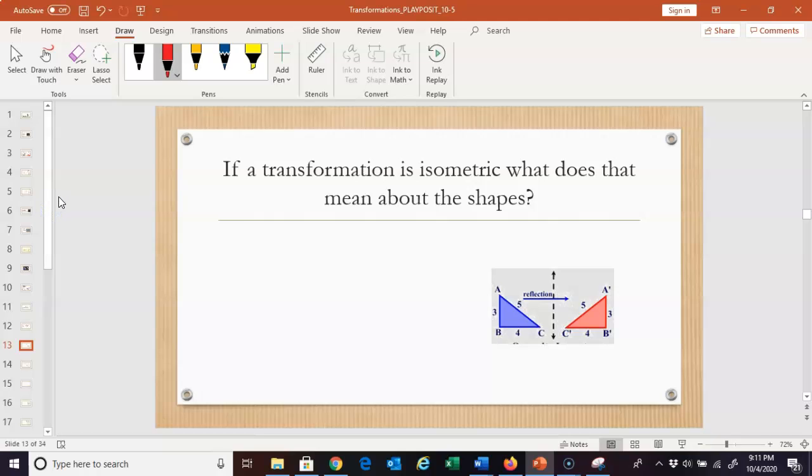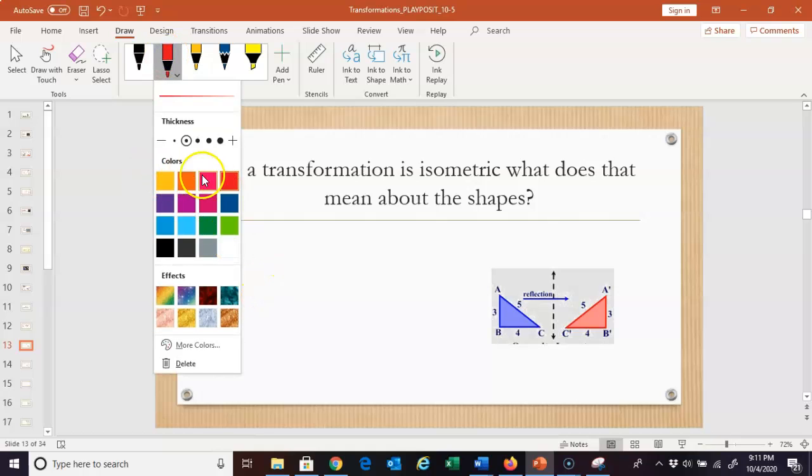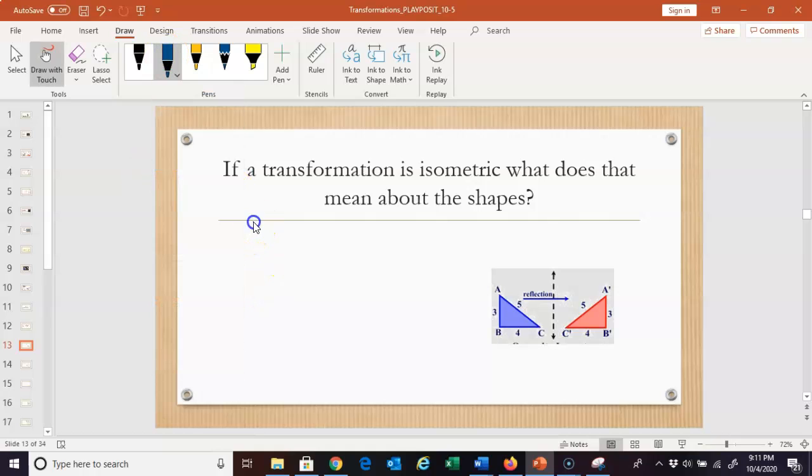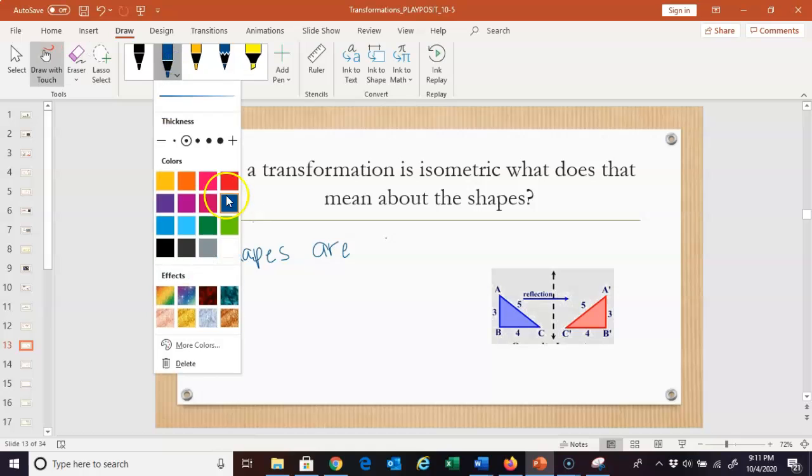So if a transformation is isometric, what does that mean about the shape? It's really powerful and really helpful. It means that the shapes are congruent. If a transformation is isometric, it means that the shapes are similar. No, hold on, let me delete this. We'll get to similar later. They're congruent.